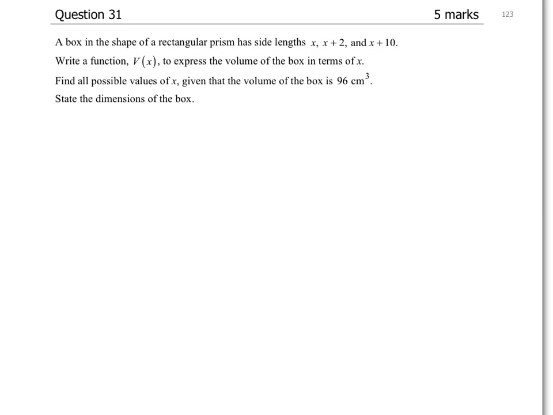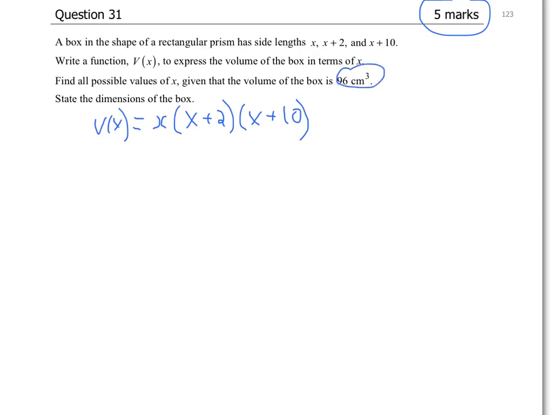I'm assuming we're talking about x that are whole numbers, which I don't think the problem explicitly states. But anyways, our volume as a function of x, you may remember volume of a box is length times width times height. So we'll just use the dimensions: x times x plus 2 times x plus 10. And we actually have an equation here because we're given that the volume is 96 centimeters cubed.